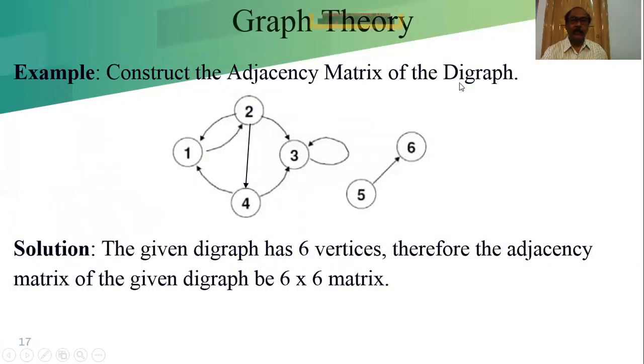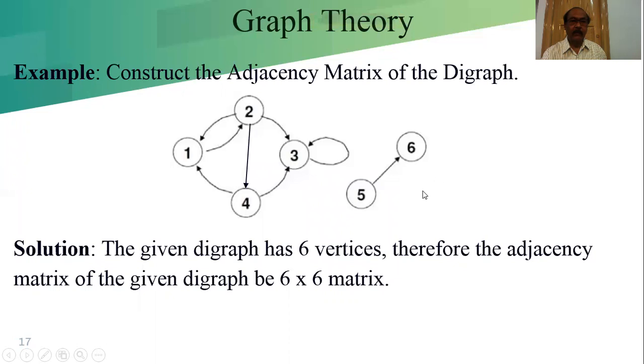Construct the adjacency matrix of the digraph. There is a self loop at vertex 3. The vertices are 1, 2, 3, 4, 5, 6. This graph is a disconnected graph. This is one part and this is the other part.